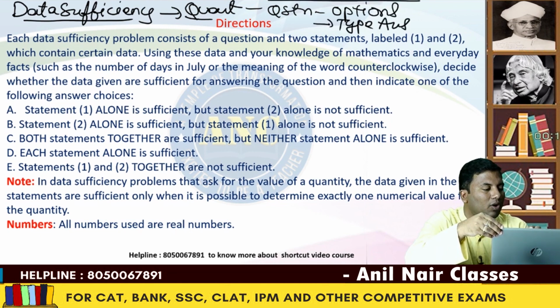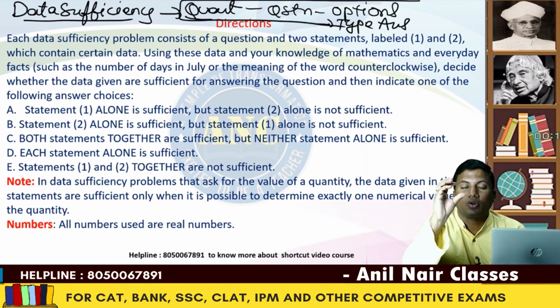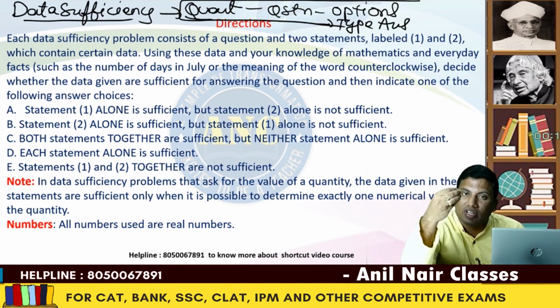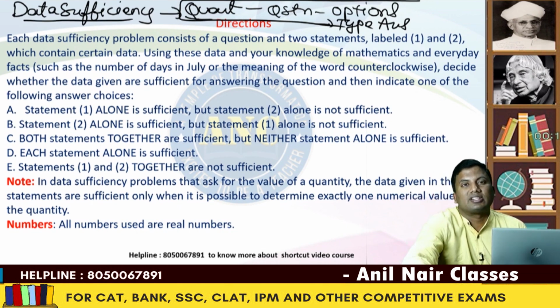This is a simple quant question, right? There will be a question and there will be options, or if there is no option, you have to type it, especially if it is a non-MCQ question. But in data sufficiency, the structure of the question itself is very, very different. The structure will be like this.